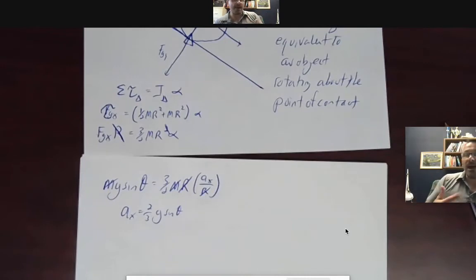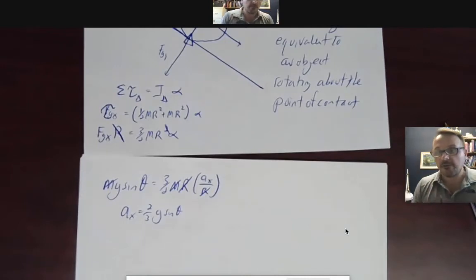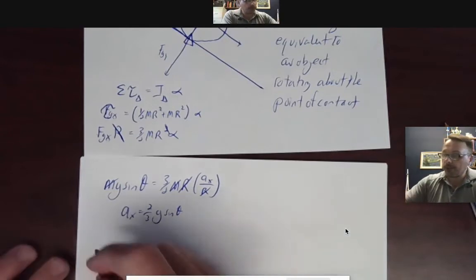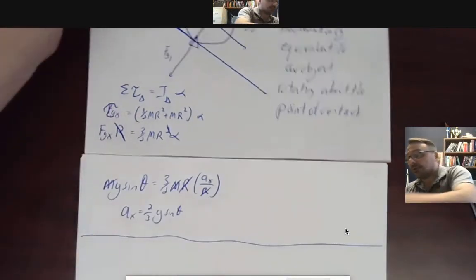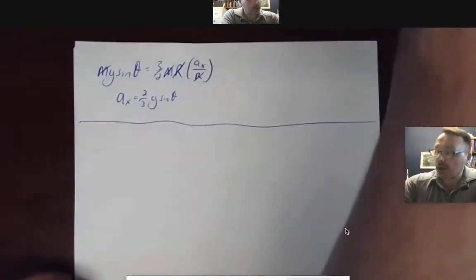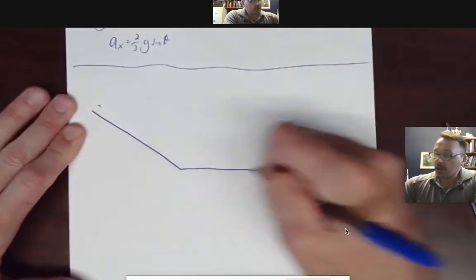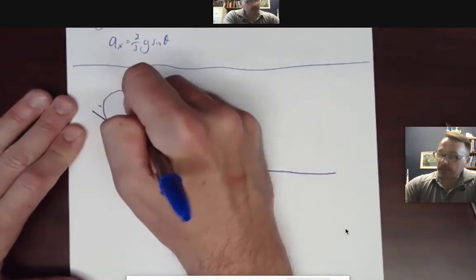So that mathematical equivalence for an object that's rolling without slipping is really important. Once again, if it's slipping, all that goes out the window. The next thing we have to think about is energy, and so I'm going to revisit this analysis from an energy perspective.